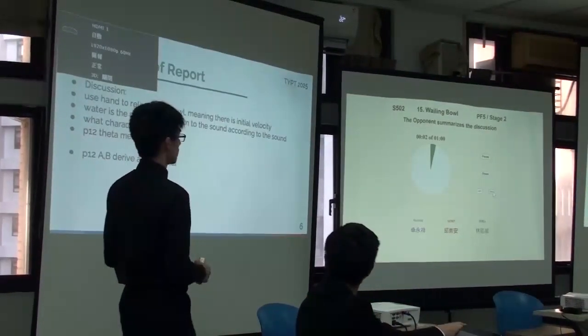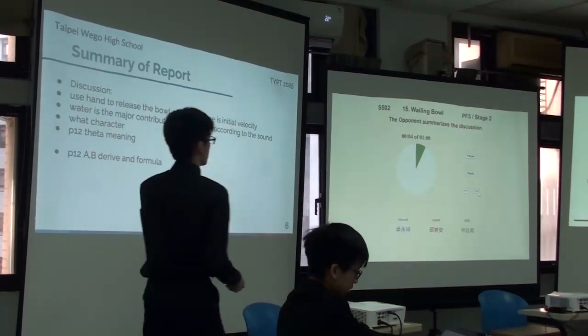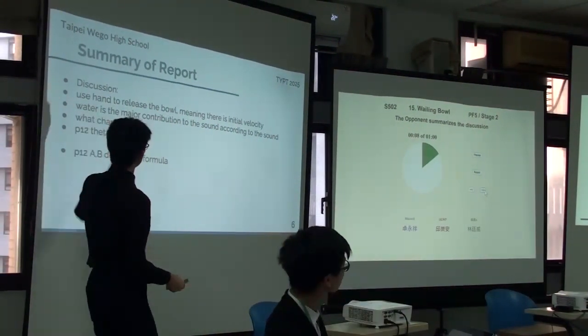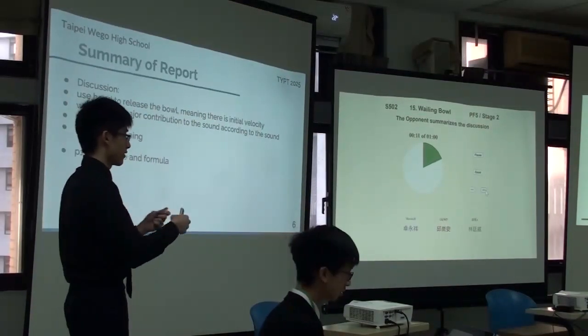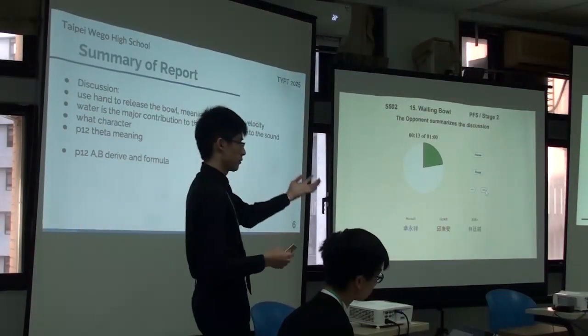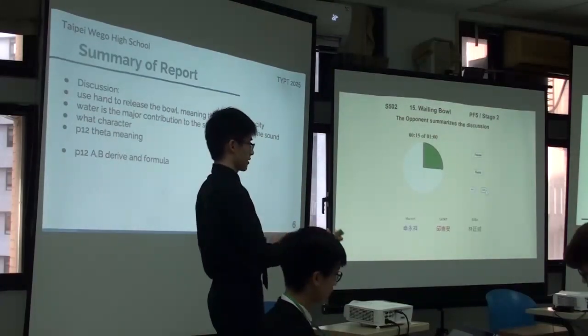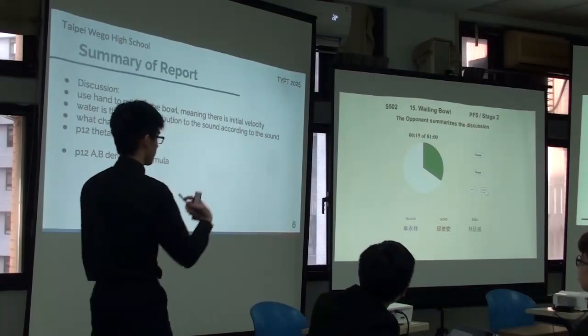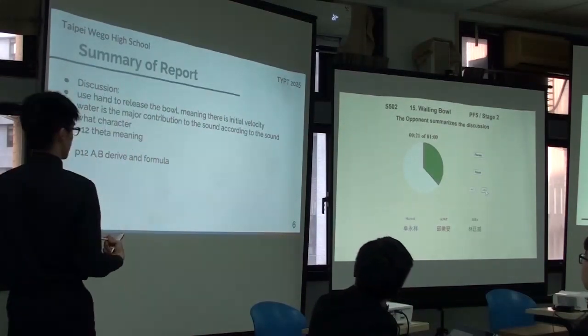Now I'm going to conclude what I have discussed with the reporter. I asked whether he used his hand to release the ball, meaning that there's an initial velocity, and he responded that it is just an observation. He did not include that in his experimental data. So I think that's maybe some misunderstanding.